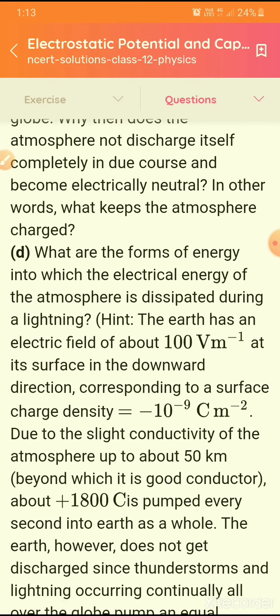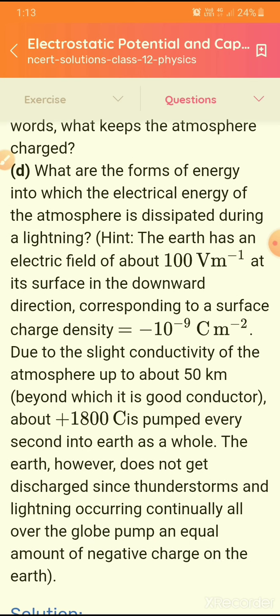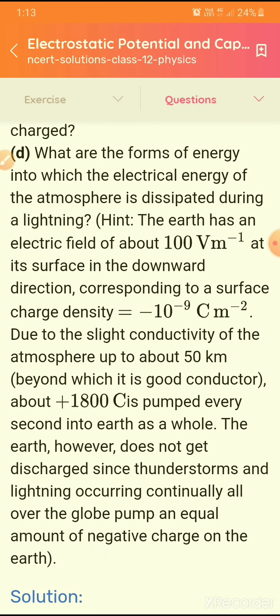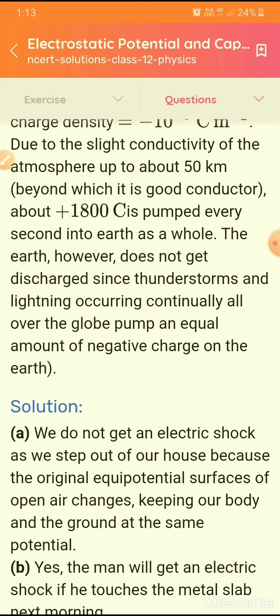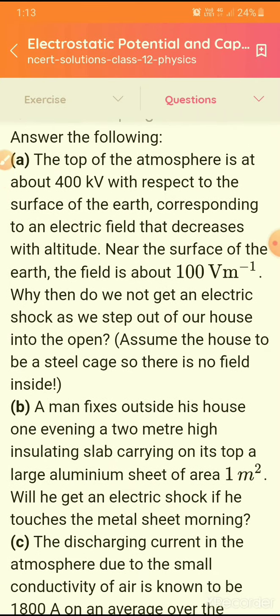What are the forms of energy into which the electrical energy of the atmosphere is dissipated during a lightning? Some hint is given there. So we can go for the solutions, starting with the solution for the first question.